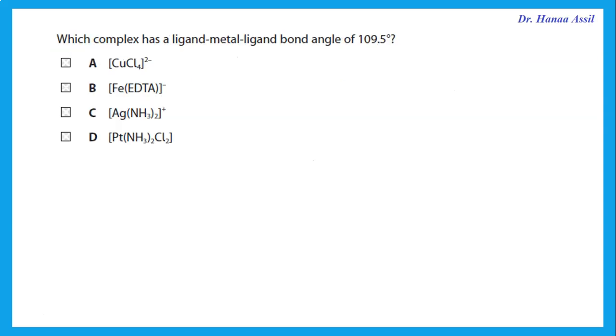Which complex has a ligand-metal-ligand bond angle of 109? 109.5 means the structure is tetrahedral. So basically, we're being asked which of these has a tetrahedral structure. Well, in order to have a tetrahedral structure, we must have 4 bonds in the first place. So copper with 4 chloride ions is actually tetrahedral, and that is 109.5.